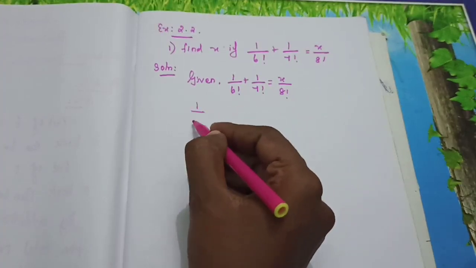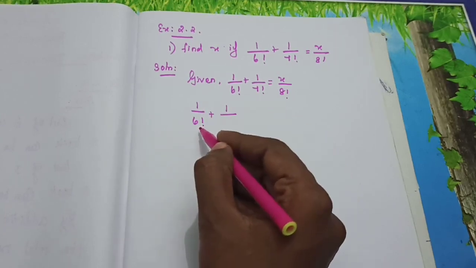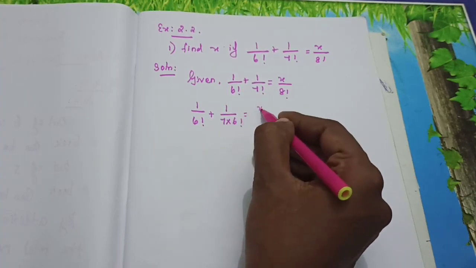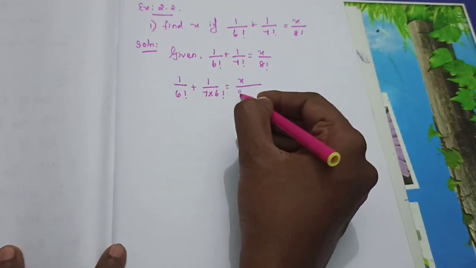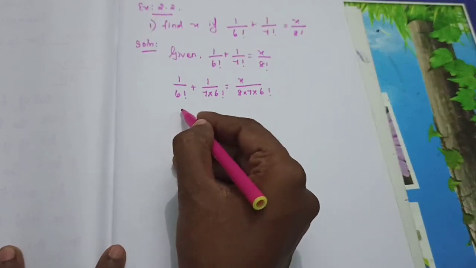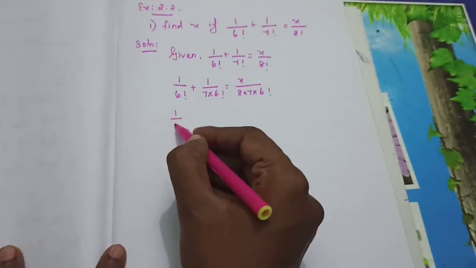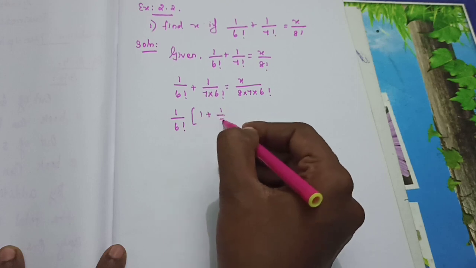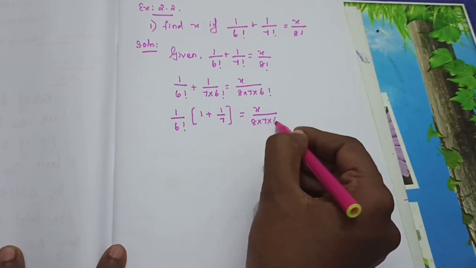Correct? So 1 by 6 factorial plus 1 by 7 factorial, how will you write in the form of 6 factorial? 7 into 6 factorial equals x divided by 8 factorial, written in terms of 6 factorial as 8 into 7 into 6 factorial. What is common here? 1 by 6 factorial. If you take it outside, what will happen? 1 plus 1 by 7 equals x by 8 into 7 into 6 factorial.